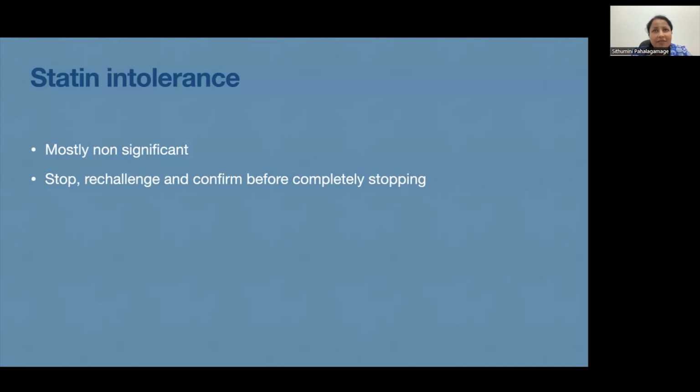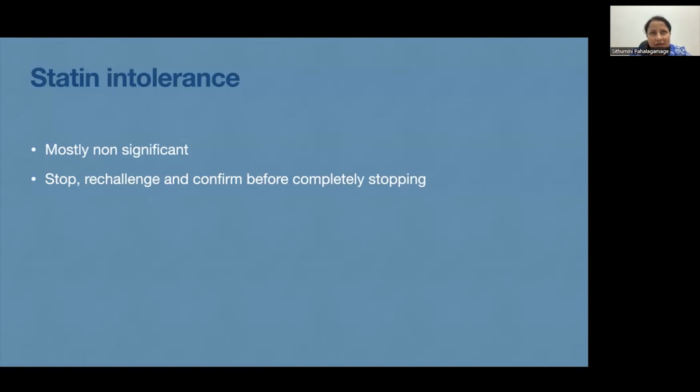If it is elevated, what should you do? If it is elevated more than 5 times upper limit of normal, don't start the statin. Think about something else. But if it's high but still less than 5 times upper limit of normal, you can start on the statin.